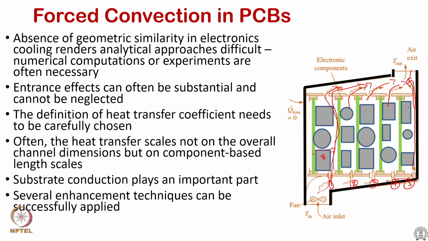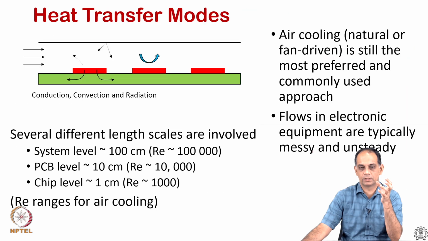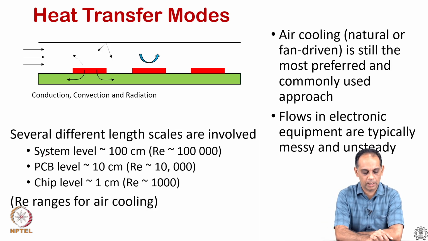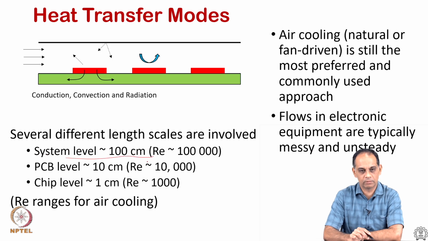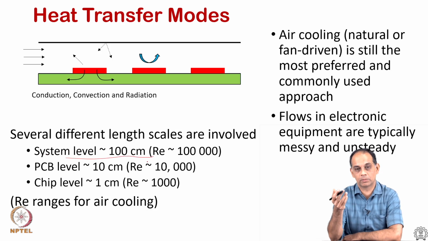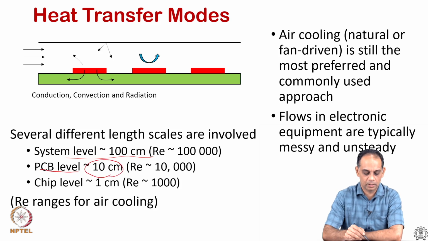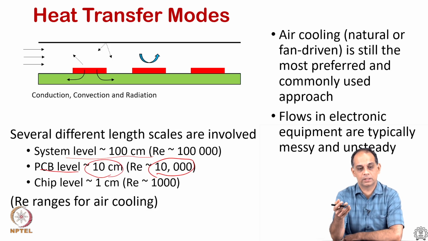So, you do not have geometric similarity, that is the primary problem in many of these devices. As I just discussed, at the system scale, which is 100 centimeter scale, your Reynolds number will be on the order of 100,000. At the PCB level, it can be 10 centimeter scale, and the Reynolds number will be, if I were to use that as a hydraulic diameter. If it is at the chip scale, it is 1 centimeter.